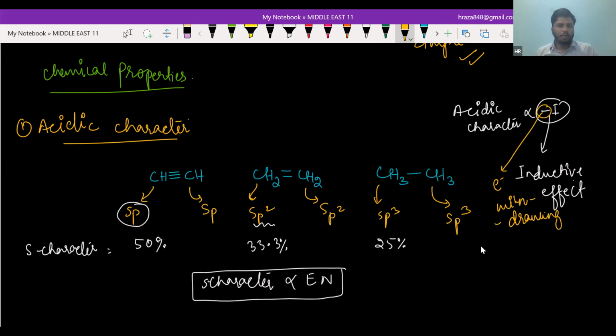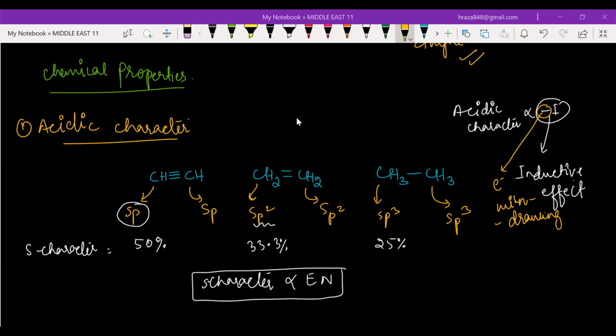An element or a compound which is more electronegative will be more acidic. So basically in equilibrium, according to Lewis, electron donor is base and electron acceptor is acid. So in organic chemistry, we see electronegativity to compare the acidic character of any compound. Okay, is that clear, sir? Arslan? Yes, sir.